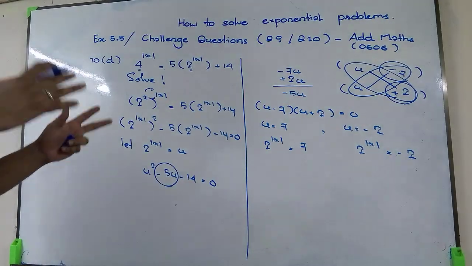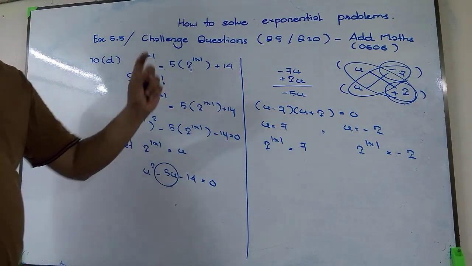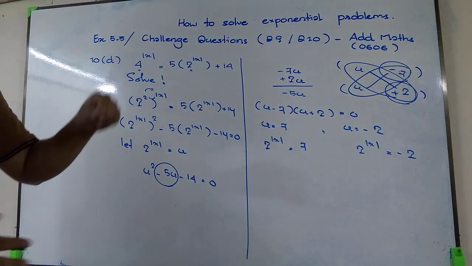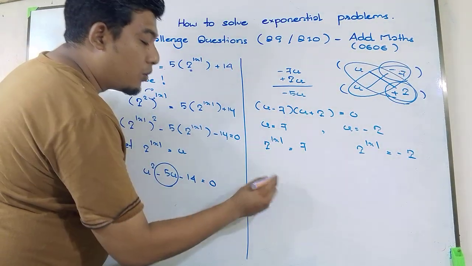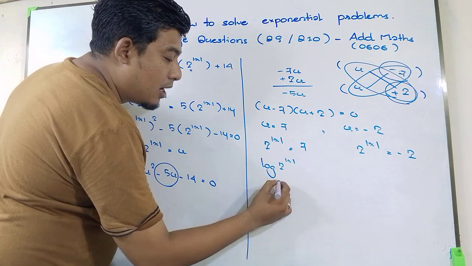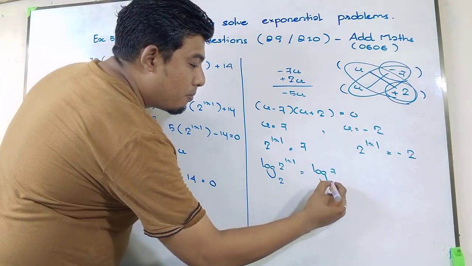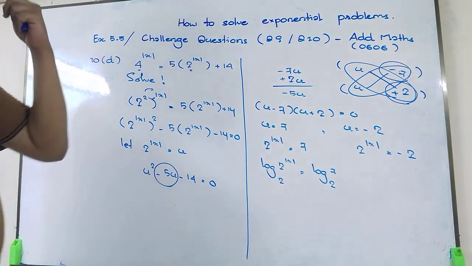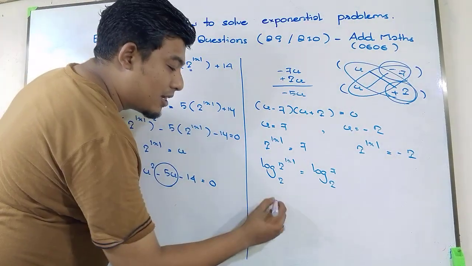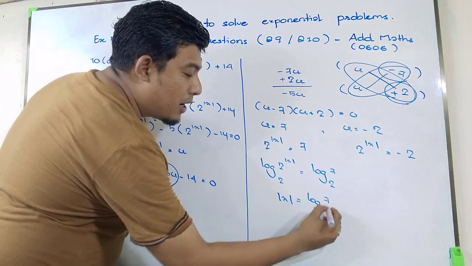And then, as I said previously, if you're going to find the power with the unknown variable, you can take the log with the same base. So the base is 2. Now I'm going to take log base 2 on both sides: log base 2 of 2 to the power modulus x is equal to log 7 base 2. And then our final answer is modulus x is equal to log 7 base 2.